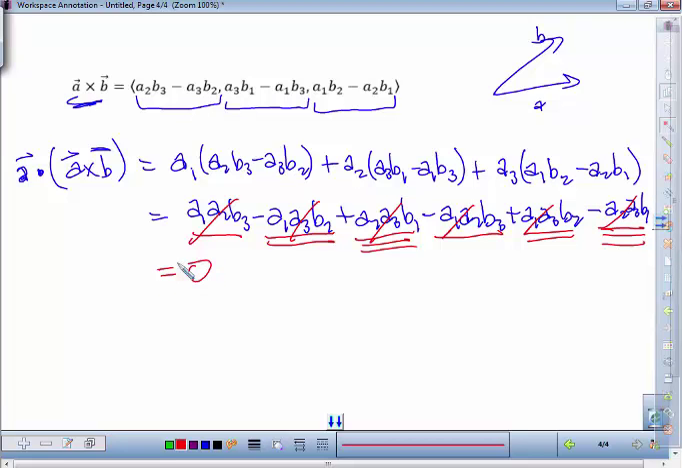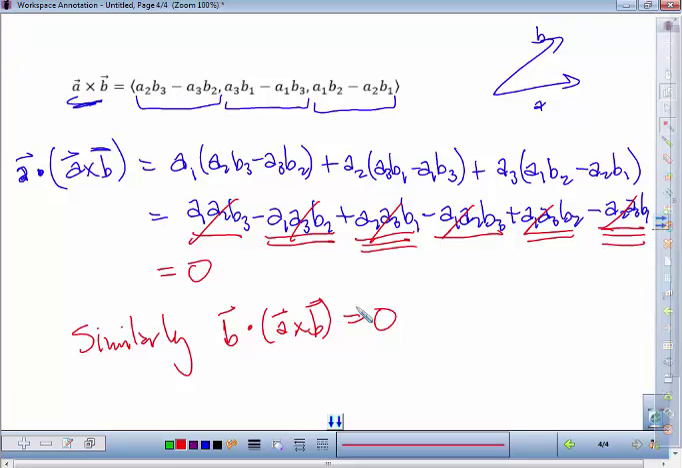What does it mean when you take the dot product of two vectors and you get 0? They're perpendicular. So this cross product is perpendicular to A. And it turns out that if you dot it with B, you're also going to get 0. Is this 0 with an arrow or no? No arrow, because the dot product gets you a scalar. So this vector is perpendicular to both A and B.